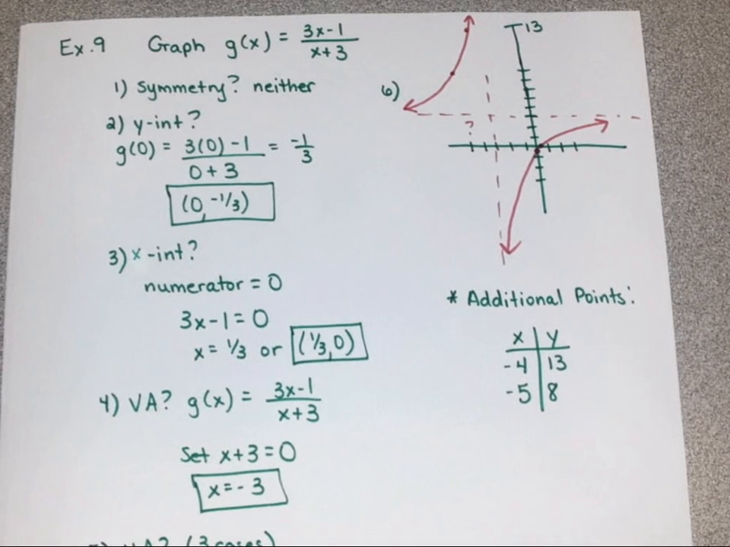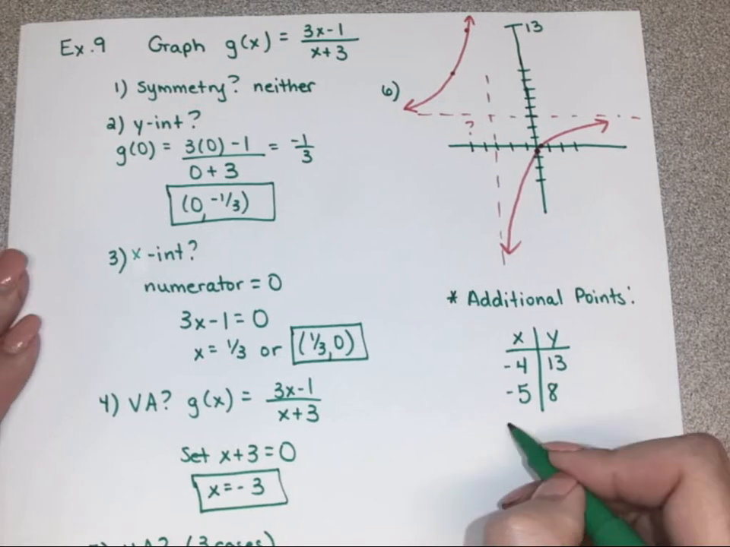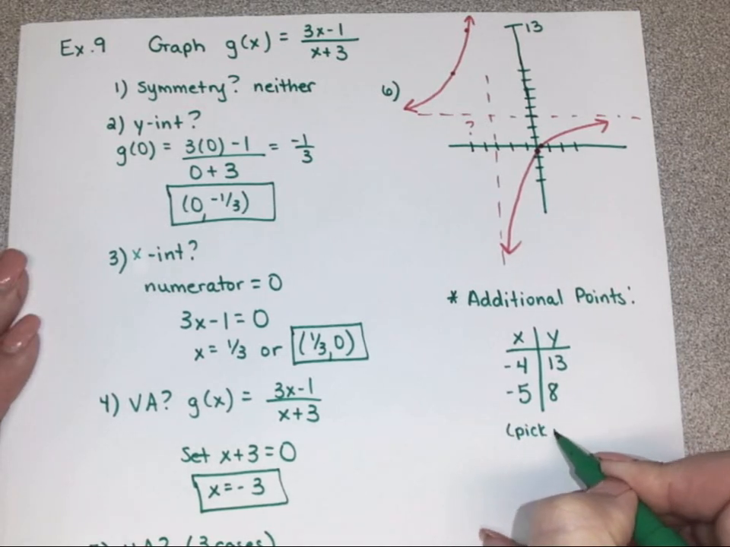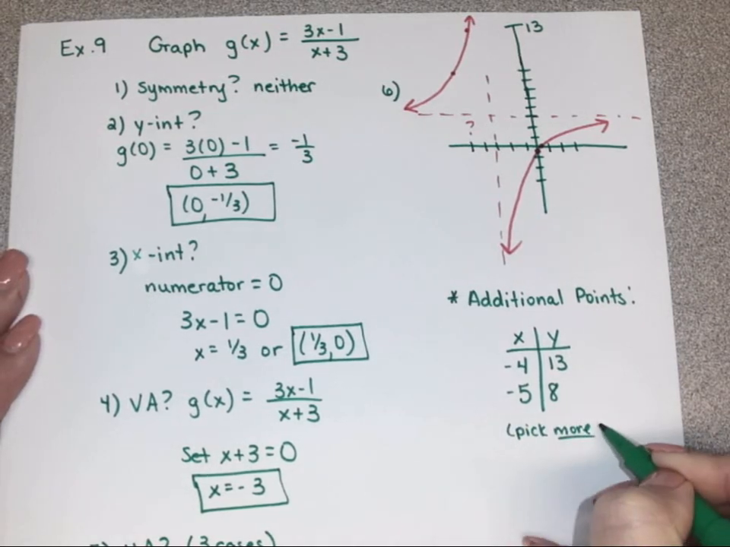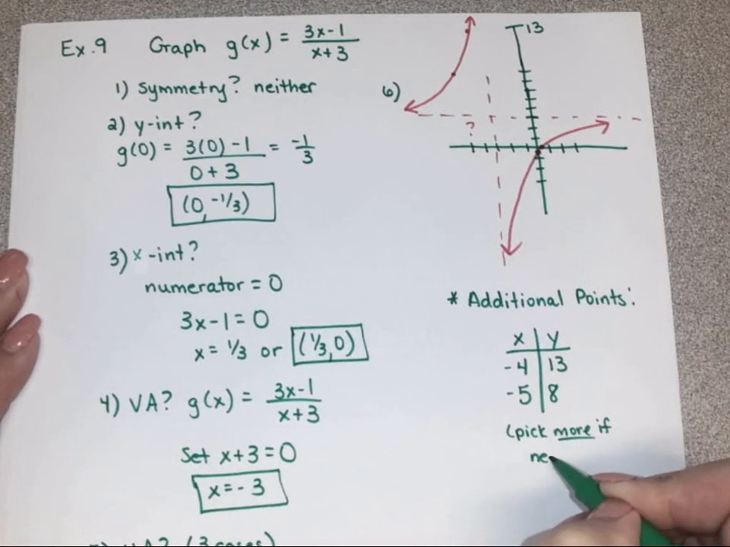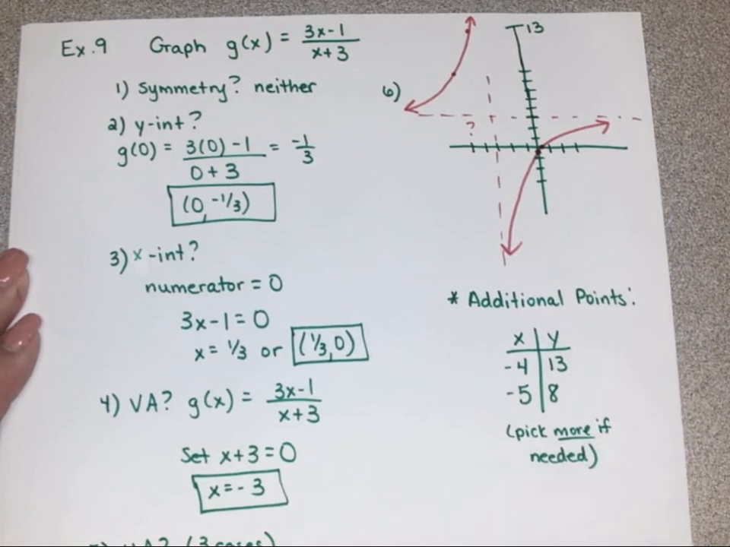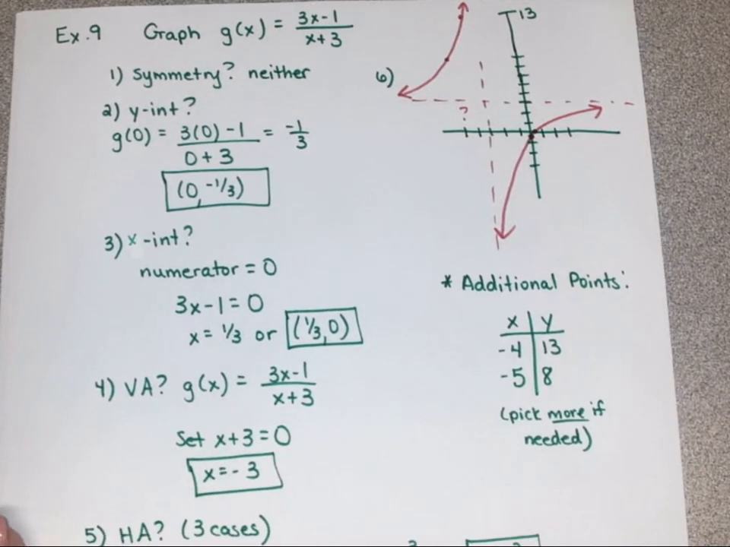So what if 2 points weren't enough for you? Then you would choose what? More points if needed, right? So pick more if you think you need it. But notice I only picked 2 this time because I already had 2 that were pretty solid, whereas the first example I only had 1 point, period. That's all I had.